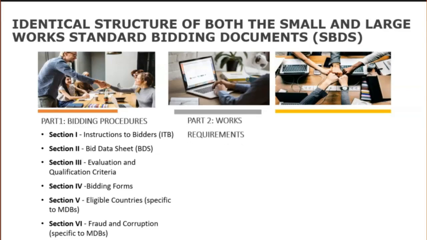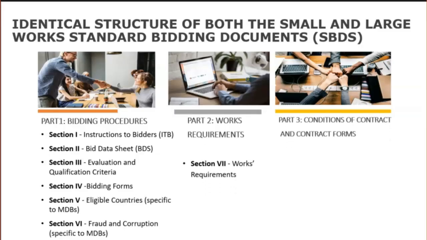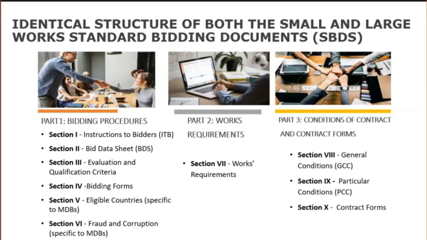Part 2 talks about works requirements. Part 3 has conditions of contract and contract forms. In section 8 of this part 3, you will see general conditions of contract. In section 9, you will see particular conditions of contract. And section 10 has common contract forms.